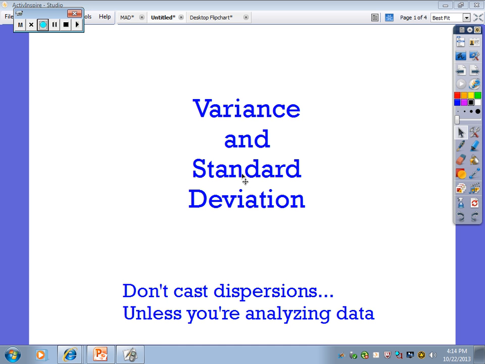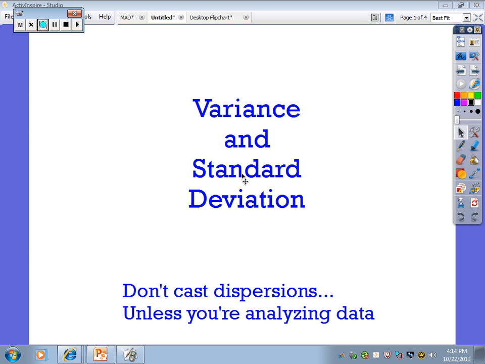Alright, so in our last video we talked about mean absolute deviation, which is one form of analyzing data, looking at how the data is dispersed according to the mean. So today we're going to talk about two ways that you can look at the data, and probably a bit more accurate analysis of the data than the mean absolute deviation would be.